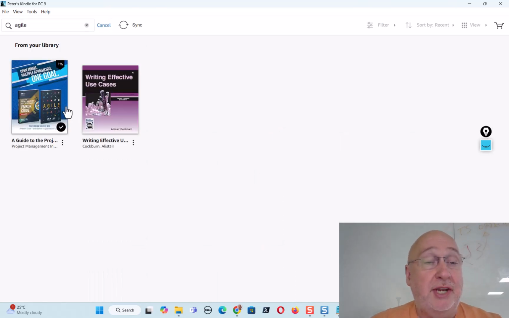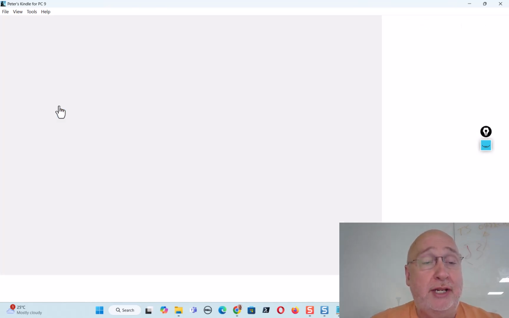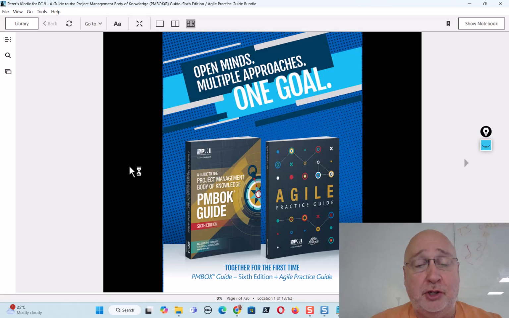And this is the extension. In fact, what you can do on Kindle for about $30, you can buy this pair of books. So there's the Project Management Institute body of knowledge, and there's the extension of the PMBOK for software development, which is called Agile.